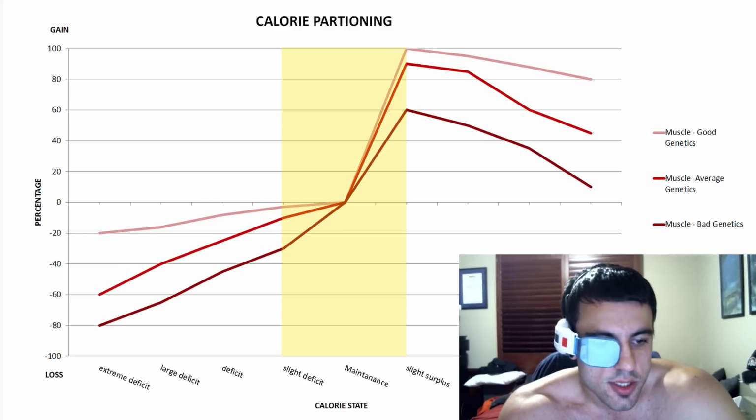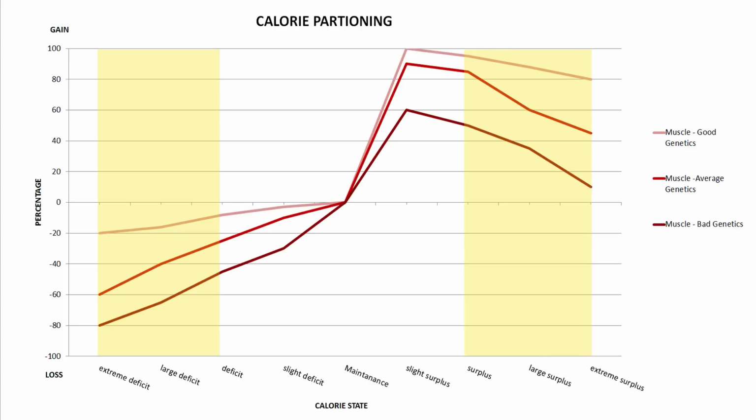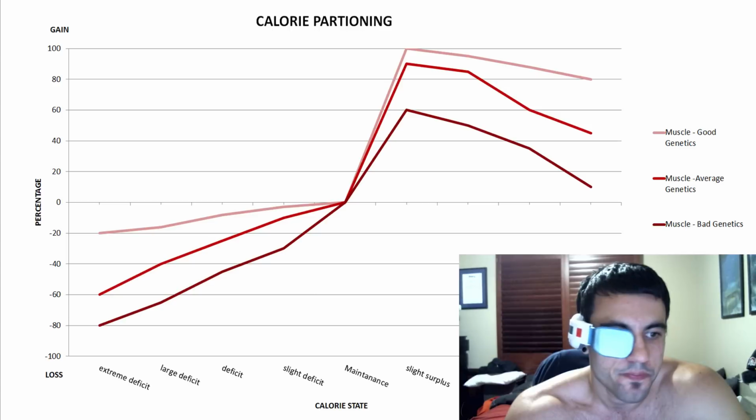So what does this tell us? As we increase the surplus, you're going to get a gradual drop in percentage of muscle gain. So even if you have really good genetics, if you are in an extreme surplus, you're going to get, say, 80% versus 100%. Just to note, these figures aren't exact, they've just made up in my head. They're just basically here to demonstrate the difference. When you undereat, you're going to get more of a muscle loss as you go to an extreme.